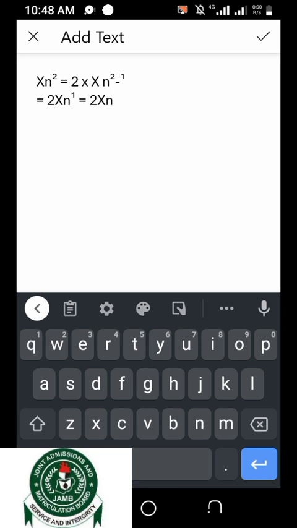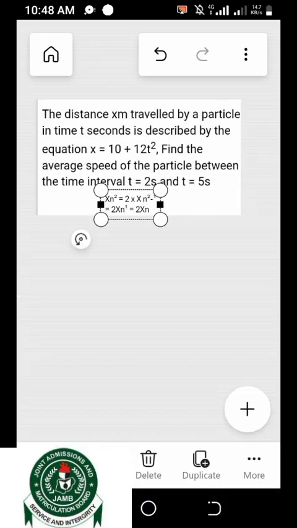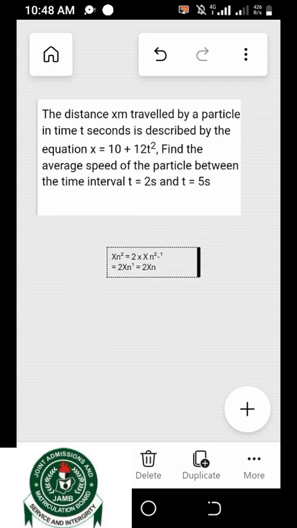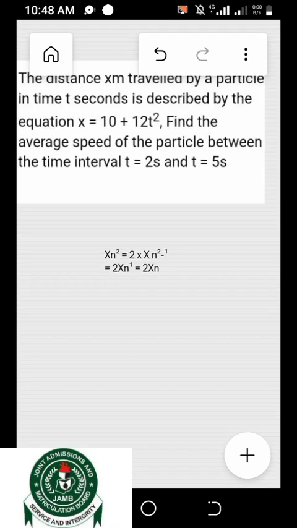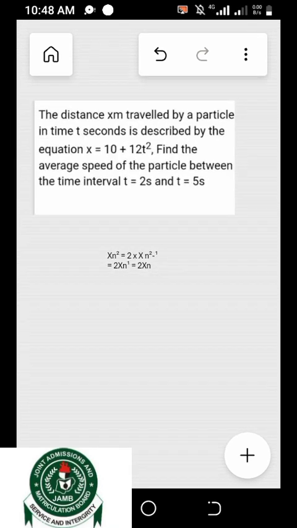This is the general differentiation formula. So take note of this. Very important. So let's go to the main equation.